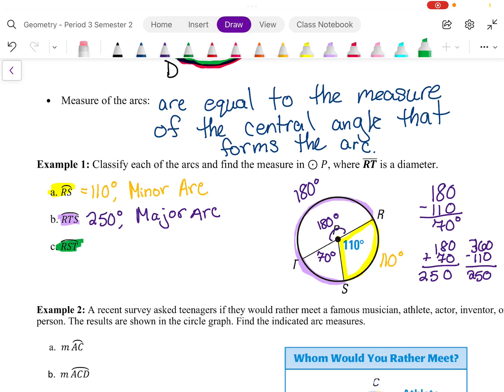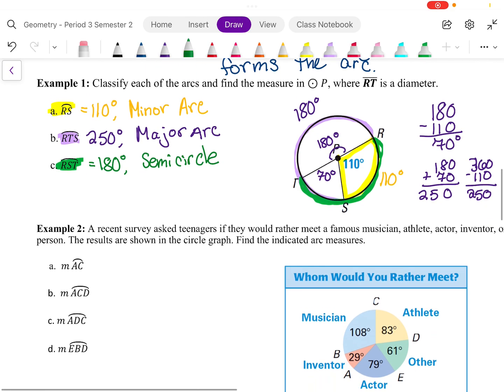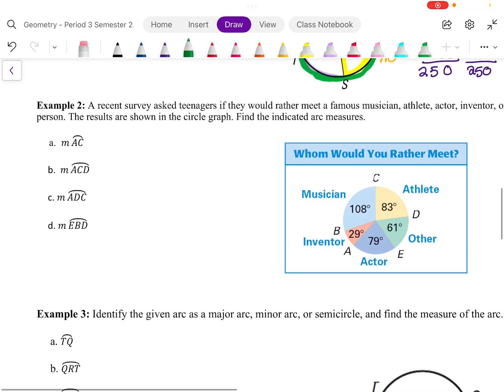And next we're looking for RST. And that one covers half of the circle. So that means it is going to be exactly 180 degrees, which makes it a semicircle. All right, so that lets us move on to our next example.